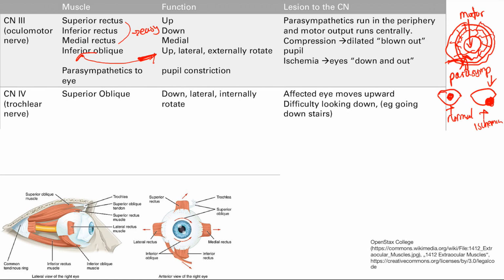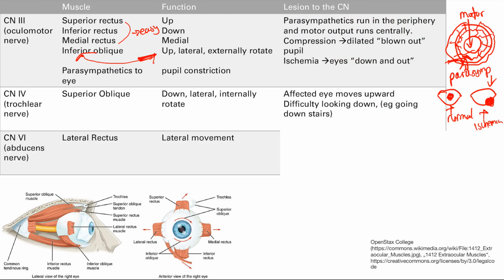downward. Actually, I wrote down the wrong thing. Oh man. Oh, you know that I did write it right. The affected eye moves upward because the superior oblique is responsible for moving your eye down. And specifically, these patients have difficulty looking down, something like going down the stairs. That's how they're going to present.